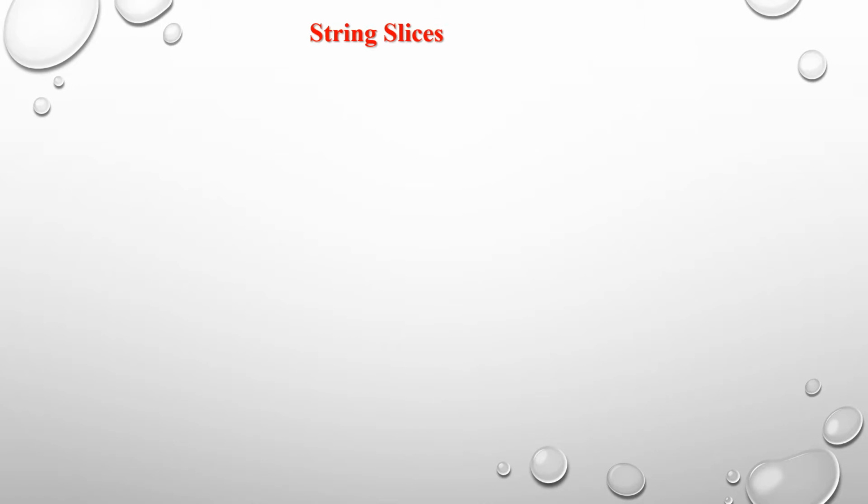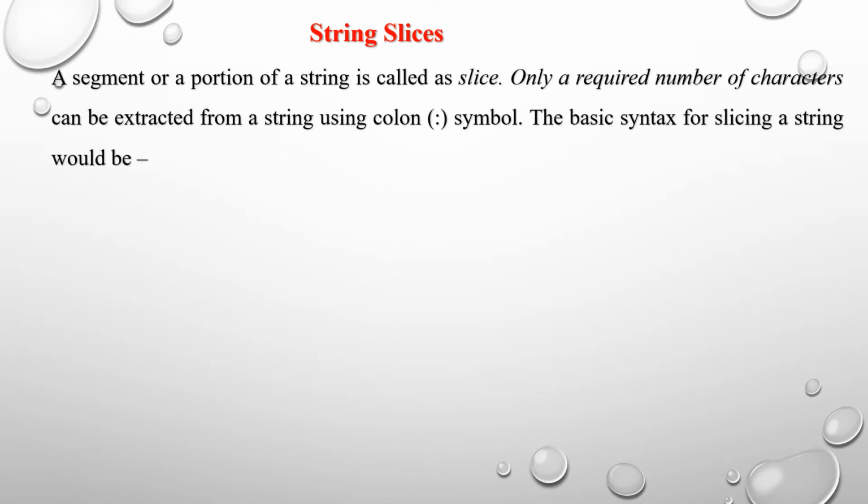String slices. The segment or portion of a string is called a slice. Only a required number of characters can be extracted from the string by using the colon symbol. The basic syntax of slicing a string would be string[i:j:k]. So i is the starting value, j is the end value, and k is the step size. Here i is included, and j, the end value, is excluded.